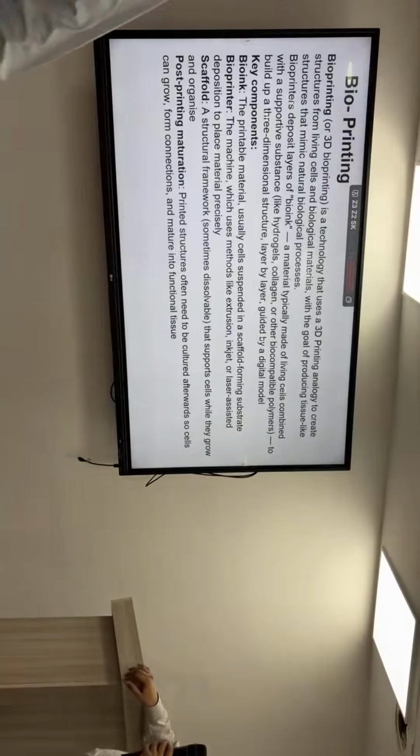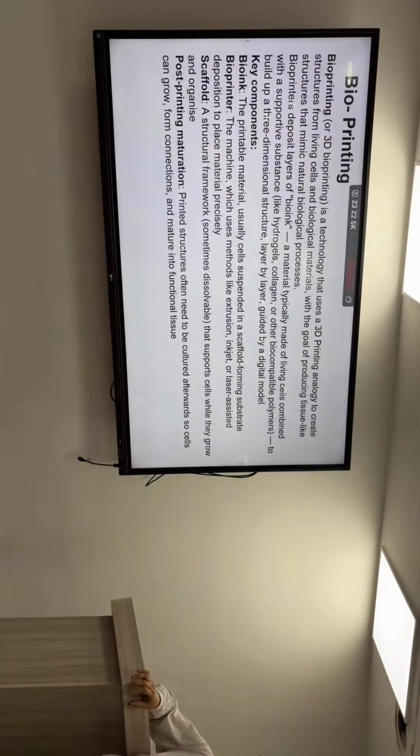And this is about the 3D bioprinting. We call it bioprinting. And it is again a technology that uses 3D printing analogy to create structures from living cells and biological materials. And the goal is to produce tissue-like structures, and that very much similar to the natural biological process.